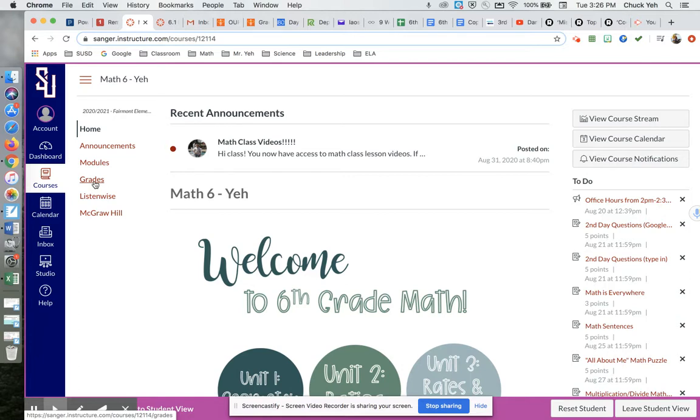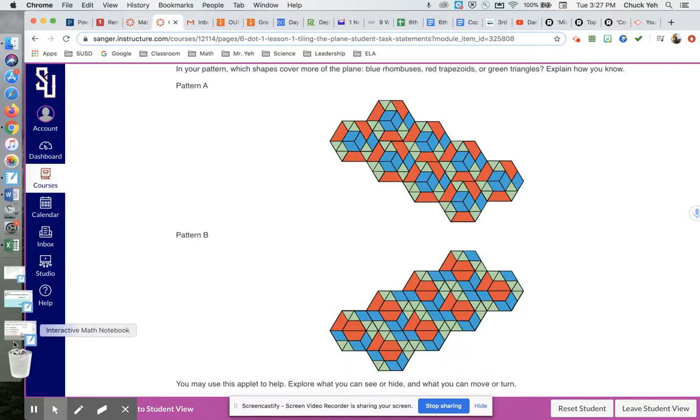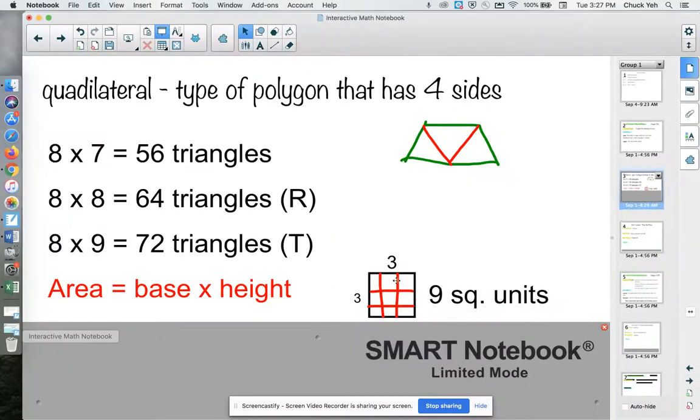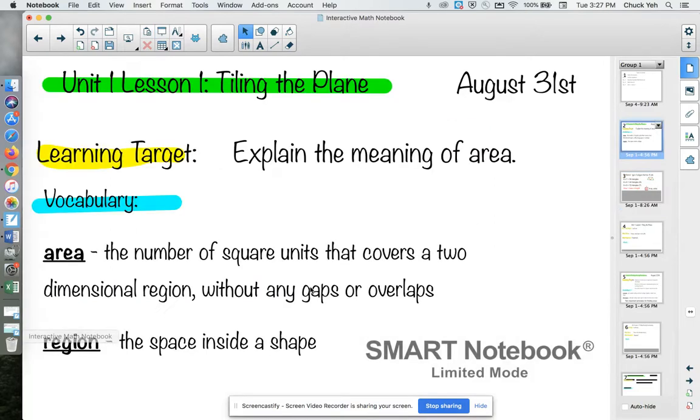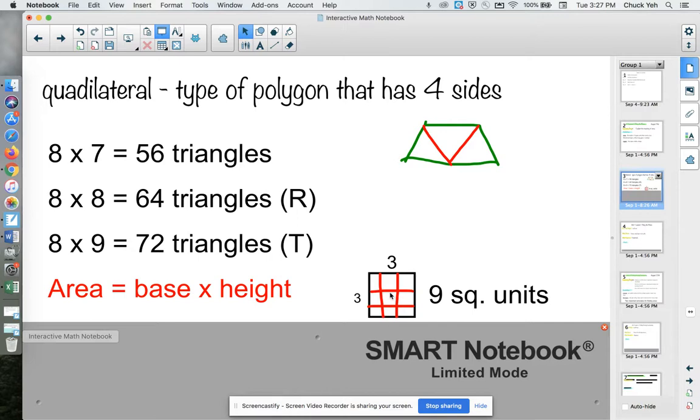So that is the lesson for today. Tiling means that when you tile, you make sure you have no gaps, no overlaps. An area is base times height. And then also one other word, region. Region, I didn't go over with some of you guys. Region is what's inside the shape. Region, remember? Region, the space inside a shape. So this is what region is, what's inside.